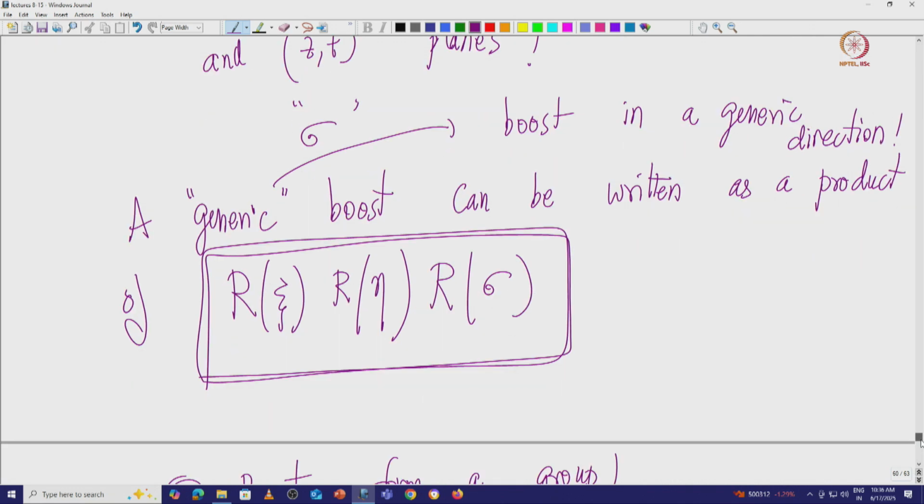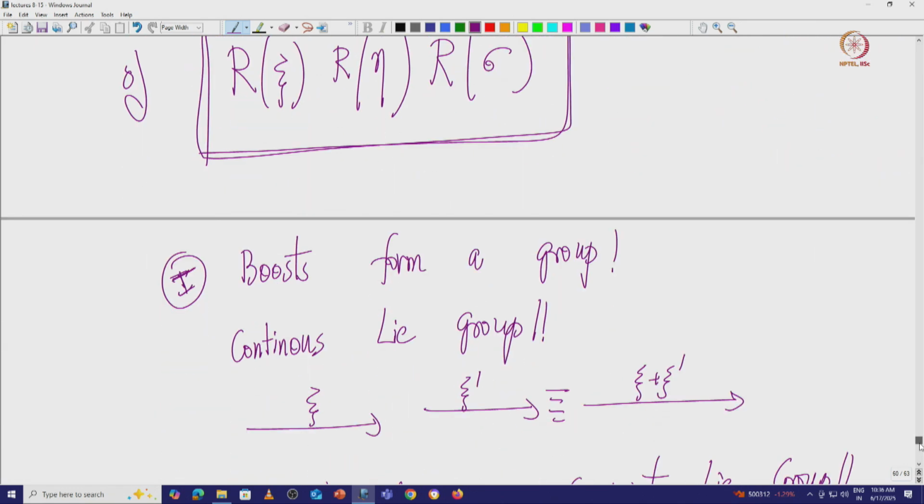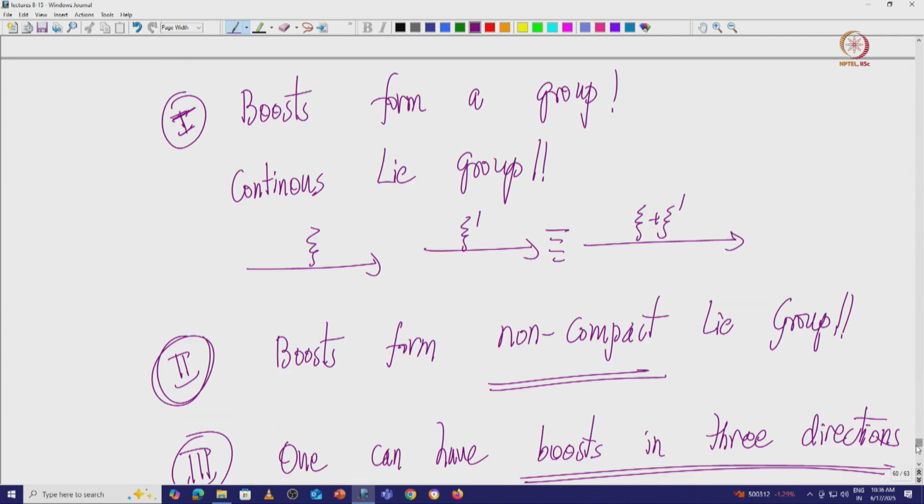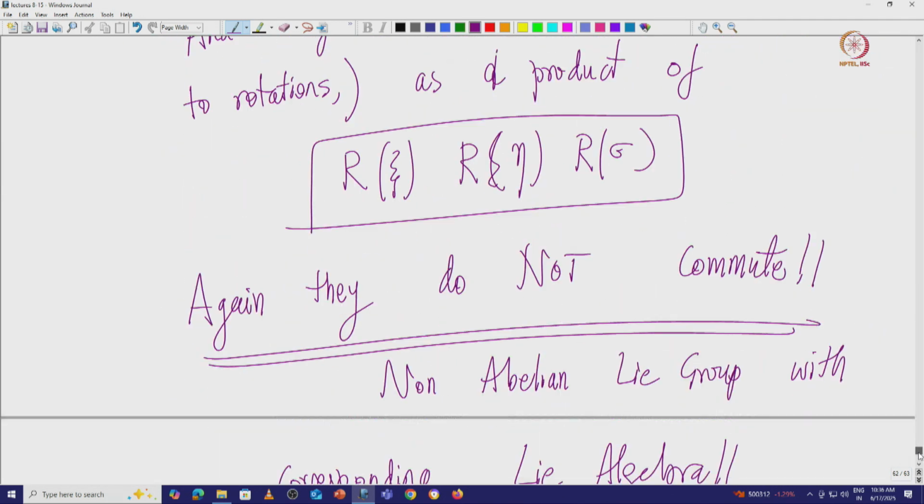So one can have boosts. What do they keep intact? Rotations keep the length of the vector intact, whereas boosts keep the ds squared, the length of the line element, intact. And we said that a generic boost can be written in this particular pattern. So the main takeaways from today's lecture are that boosts form a group, a continuous Lie group, a non-compact Lie group, and they are non-abelian.